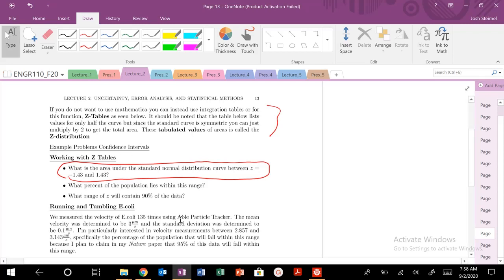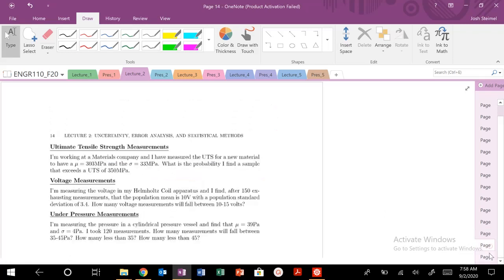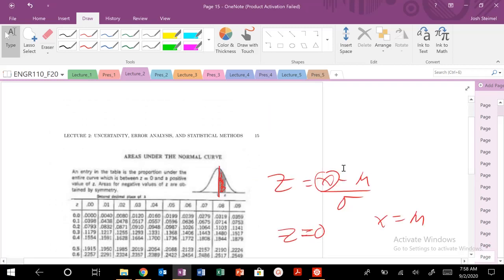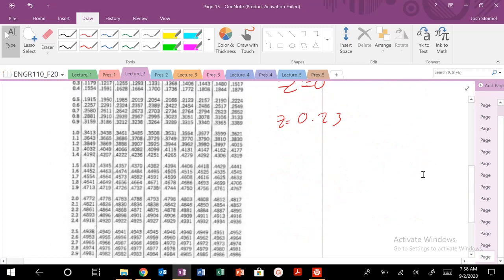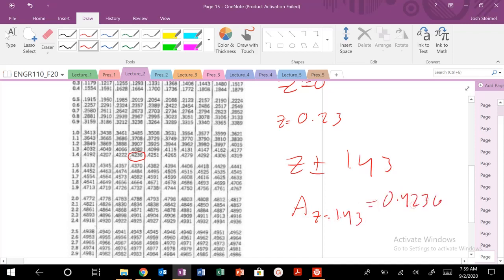Well, let's look at it. Let's go back here and look at my z table. I'm looking for z values of plus or minus 1.43. So 1.4, 0, 1, 2, 3, I believe. So it should be about z of 1.43, the area, is equal to 0.4236 approximately.